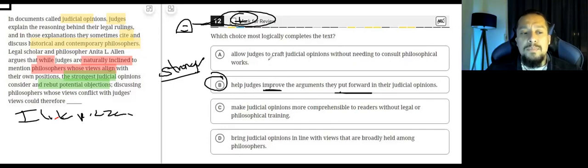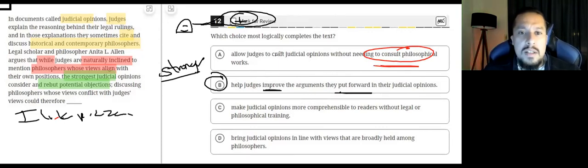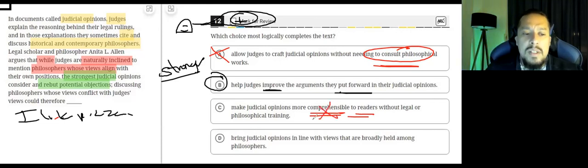Now, with answer A, allow judges to craft opinions without consulting philosophical works. This goes against the passage because they do it. It contradicts the passage. Make judicial opinions more comprehensible to readers. I mean, it's not about the readers, though, it's about the judgment itself.